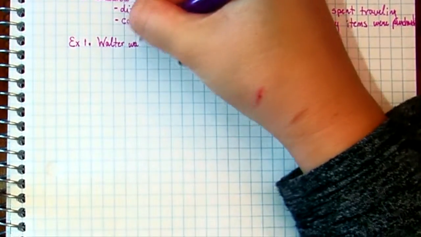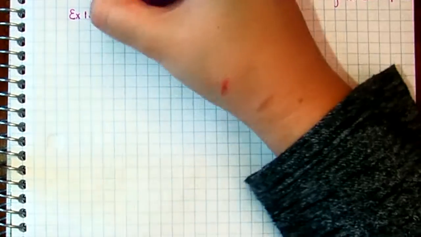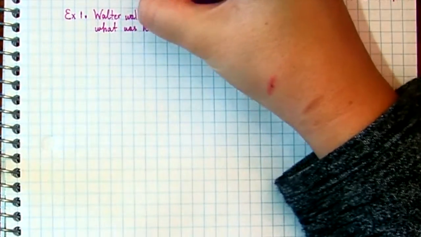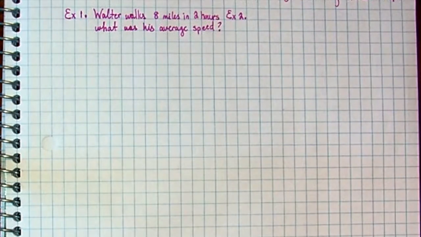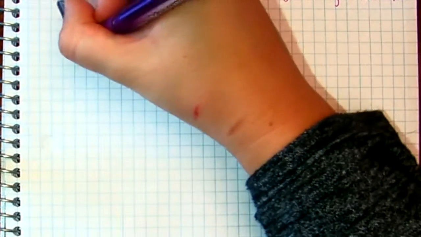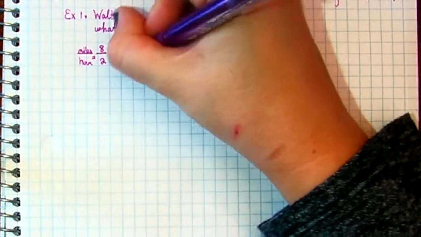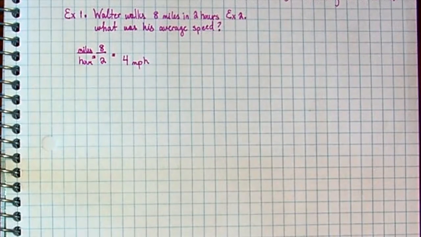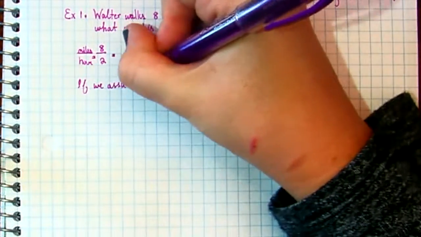Example 1 says Walter walks 8 miles in 2 hours. What was his average speed? So this is a pretty simple equation to set up. I say I'm walking 8 miles per hour. Miles is going to be represented by my y value, hours by x, but I can just simplify 8 over 2 equals 4 miles per hour.